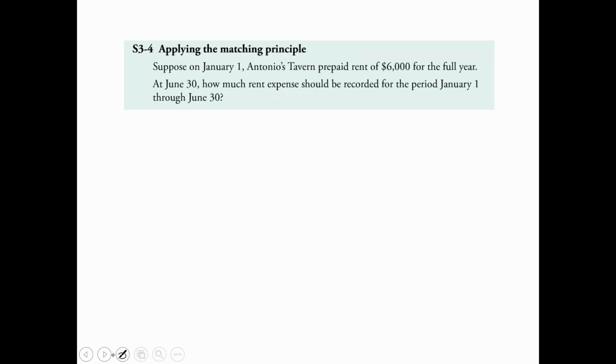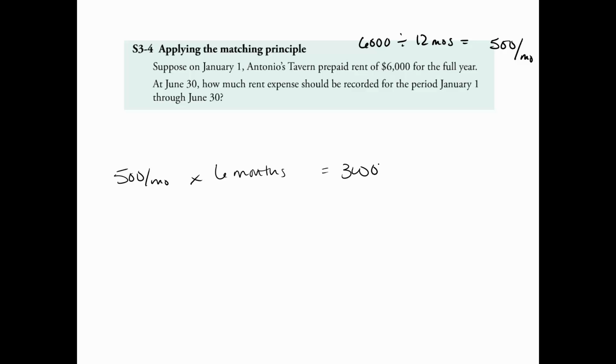So here's one more. This is a rent one. January 1st, Antonio's Tavern prepays rent of $6,000 for the year. So $6,000 divided by 12 months in a year means that their rent is $500 a month, right? So at June 30th, how much rent expense should be recorded for the period January 1st through June 30th? So $500 a month times 6 months. So I'm recording $3,000 rent expense.